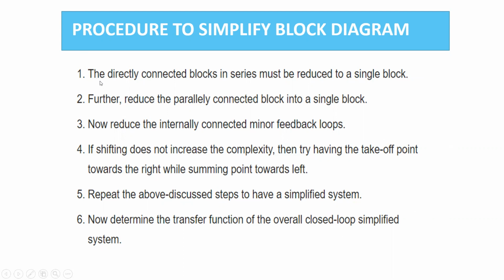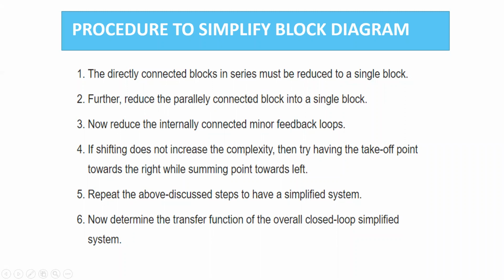Here are the rules you can use. First, you have to check whether there are blocks in series or blocks in parallel. If you have, just apply the formulas and you are good to go to the next step. If you don't have any series or parallel blocks, you have to check for feedback loops, either positive feedback, negative feedback, or unity feedback. Whichever is present in the diagram, you should solve those first based on the formula.